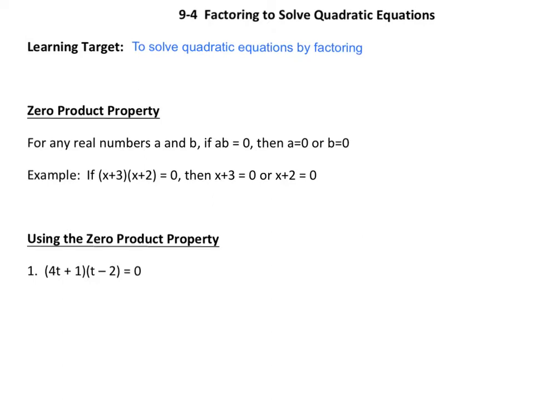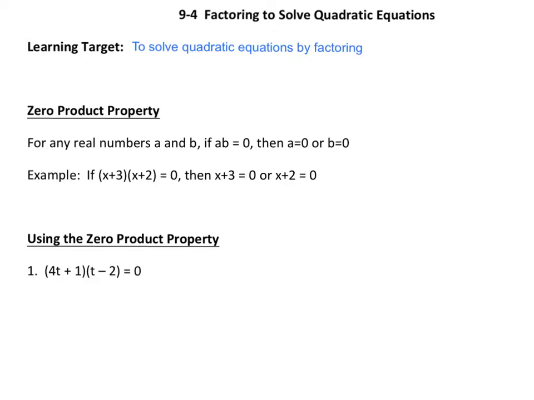Basically that's stating that in order to get a product of 0, you would have to have 0 times a number. So one of those numbers would have to be 0. So if x plus 3 times x plus 2 equals 0, then either x plus 3 has to equal 0 or x plus 2 has to equal 0 in order to get a final product of 0. So we're going to use the zero product property.